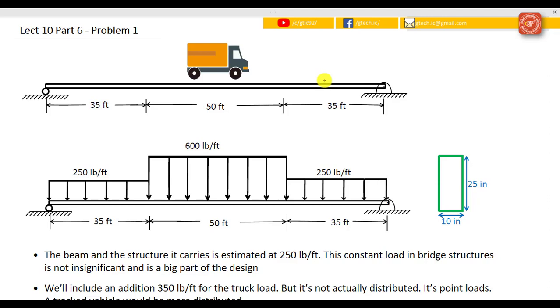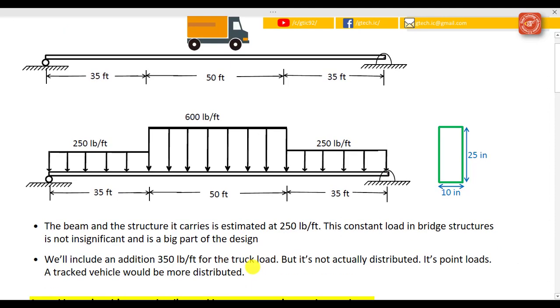So I'm going to estimate it for this one beam span of 250 pound per foot, and this constant load in bridge structure is not insignificant and is a big part of the design. We will include an additional 350 pound per foot for the truck load, but it's not actually distributed. It's actually a point load, or a truck vehicle would be more distributed.